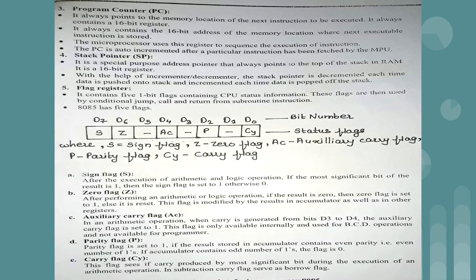Then we have Z flag. Z stands for zero flag. Then we have AC flag. AC flag stands for auxiliary carry flag. Then we have P flag. P stands for parity flag. And then we have CY flag, that is carry flag. Basically, whenever we perform any arithmetic and logical operation, on the basis of the result or on the basis of execution of the instruction, this particular flag register is set or reset.